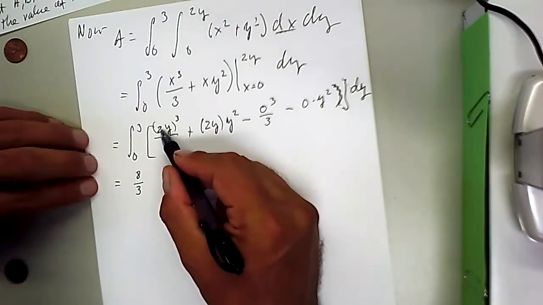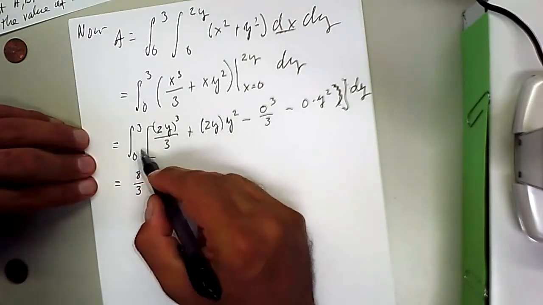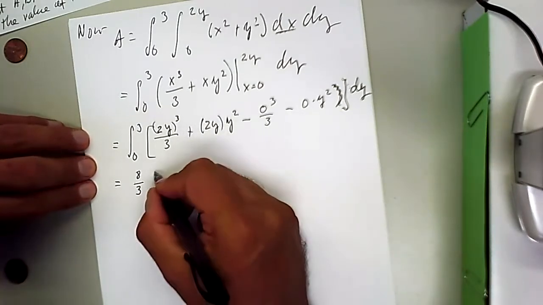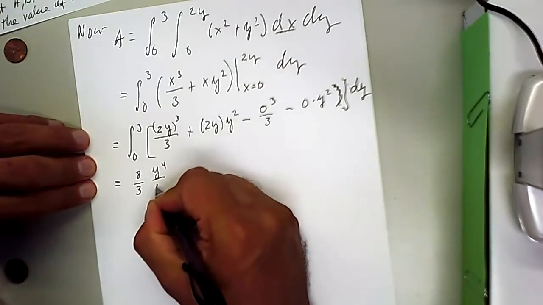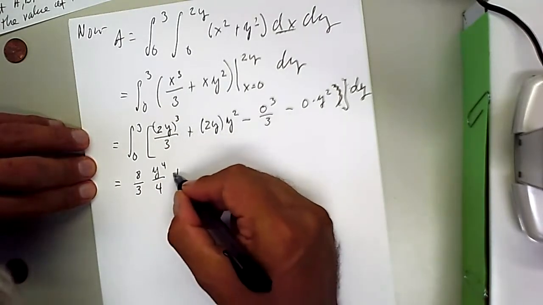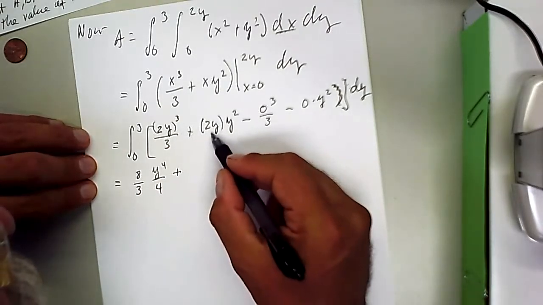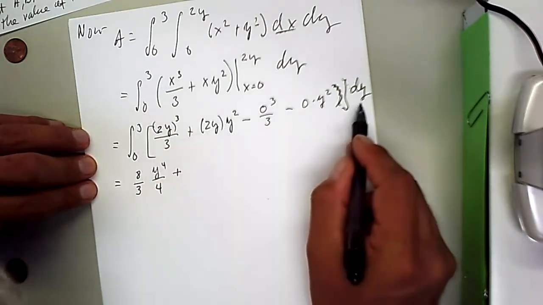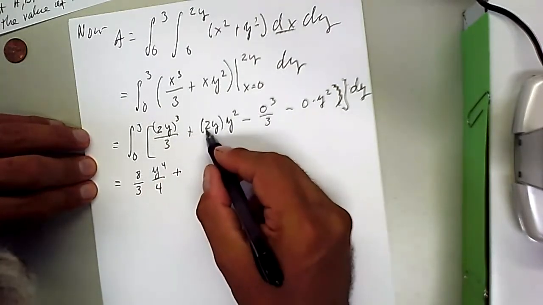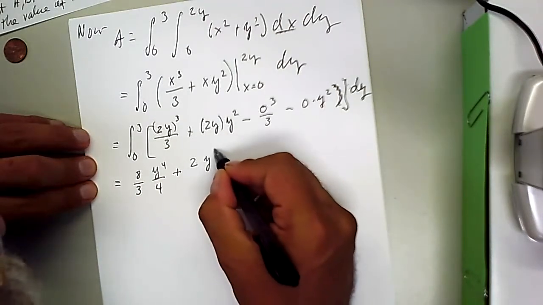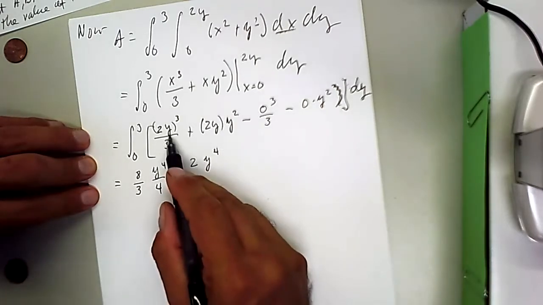So that's a constant, 8 over 3. And we're going to integrate. So we're going to have y to the 4 over 4, plus, that's going to be 2y cubed, which we're going to integrate with respect to y. So that's going to be 2y to the 4. Oh, this is a y cubed and that is a y cubed.